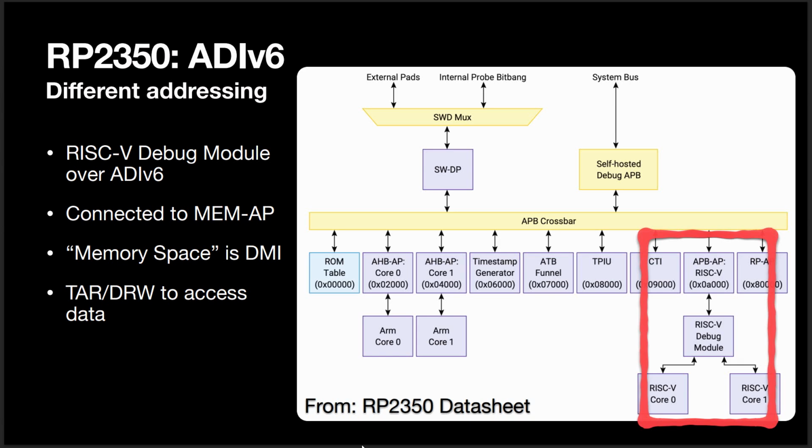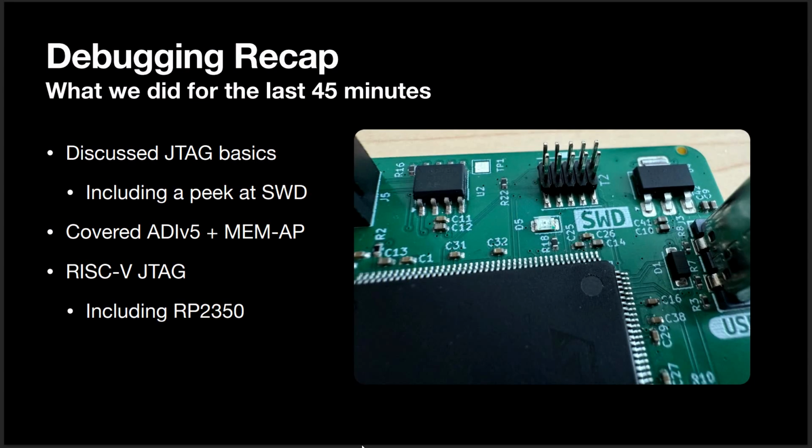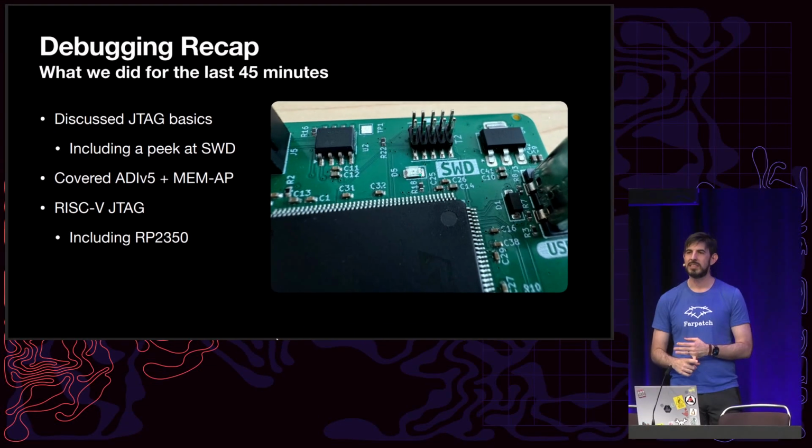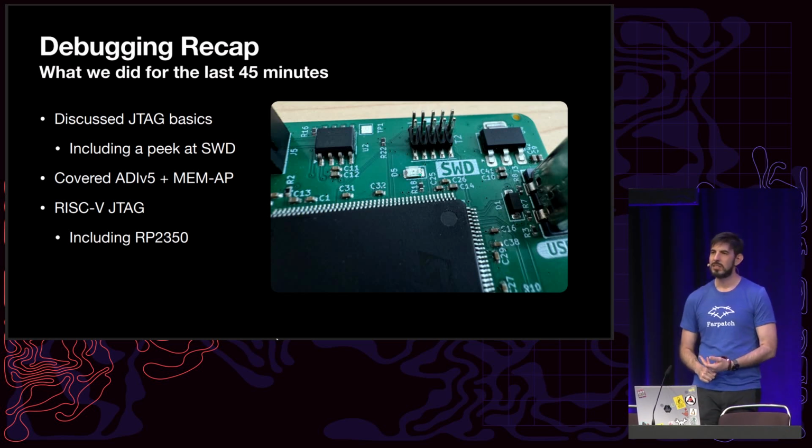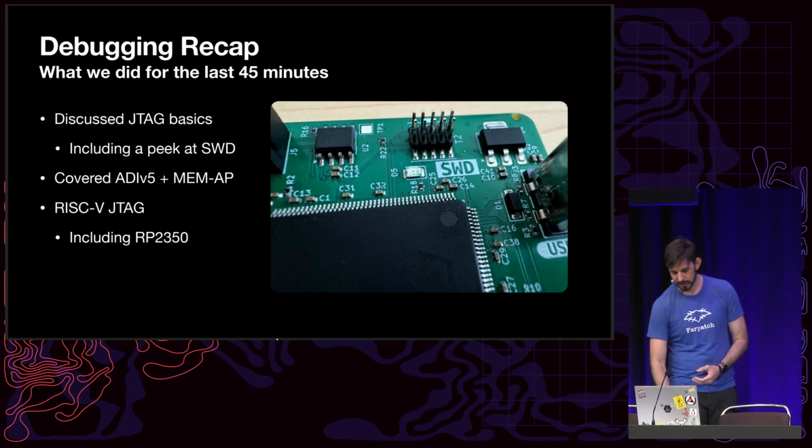So to recap what we talked about over the last 45 minutes, we started by talking a little bit about the JTAG basics, and we took a brief peek at how SWD works. We covered ADIv5 with the MEM-AP, and then we actually took a detour for RISC-V and talked about how they do it over JTAG. We mentioned the RP2350 and how that works over SWD.